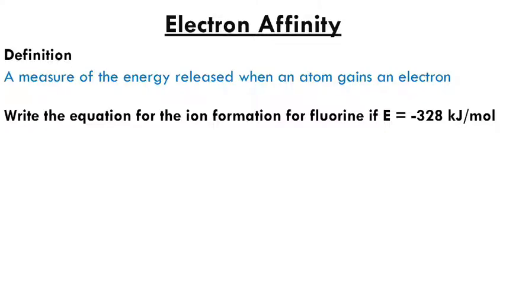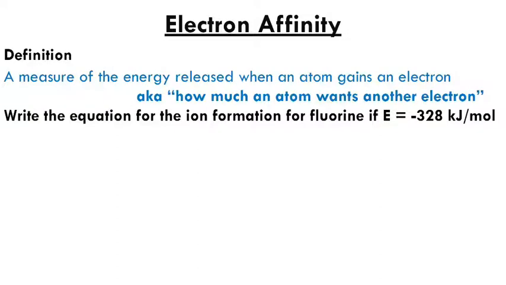And the same thing is true with atoms when they receive an electron. That's supposed to make them more stable, more happy, and they will show that by releasing that energy. So the atoms that like and appreciate receiving that electron the most will release the most energy. So a simpler, alternative definition is how much an atom wants to add another electron into its orbitals.